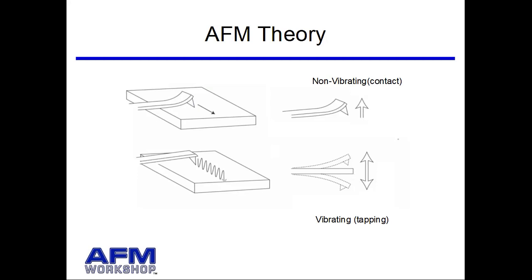In vibrating or tapping mode, you vibrate the cantilever and you use a feedback circuit to keep the amplitude of vibration constant as you scan across the surface. The advantage of vibrating mode over non-vibrating mode is that you can have much lower forces, on the order of piconewtons of force between the tip and the surface. So most scanning on graphene and 2D materials is done in tapping mode or vibrating mode.